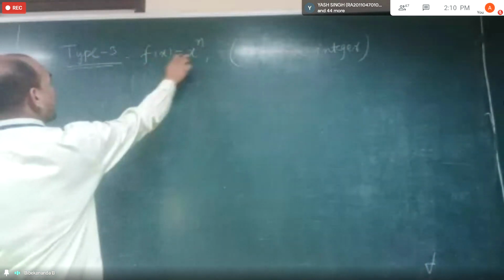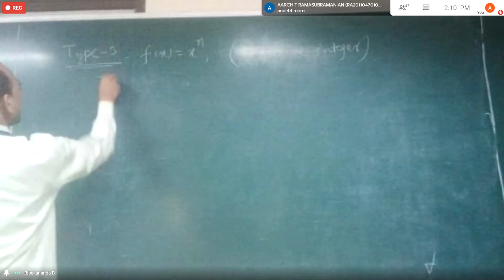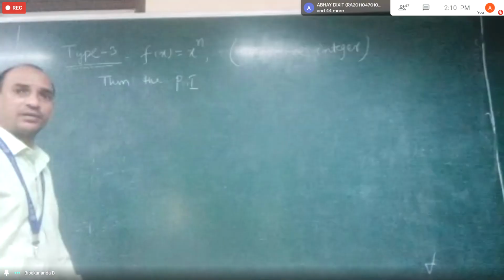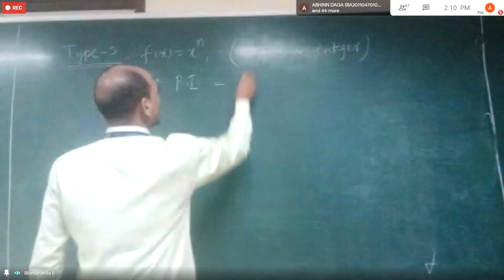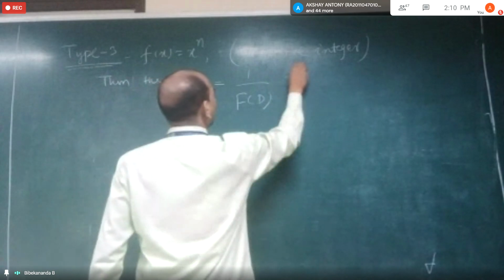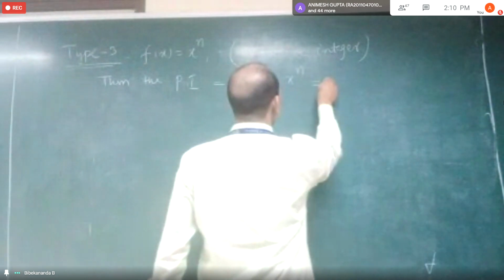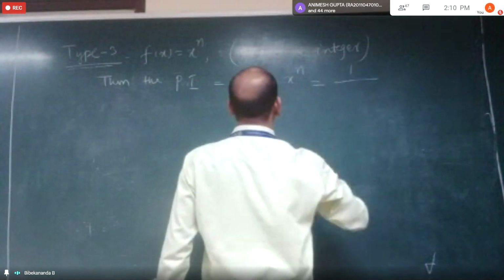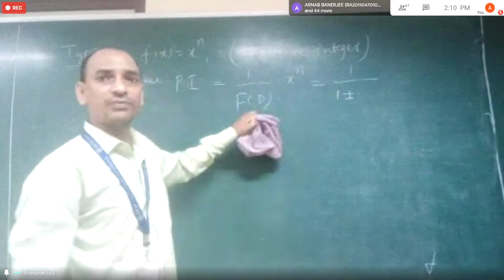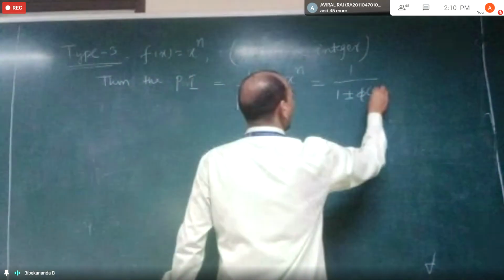So if f of x is x to the power n, where n is a positive integer, then 1 by F of d into x to the power n can be written as 1 by 1 plus or minus some other function of d, phi of d.